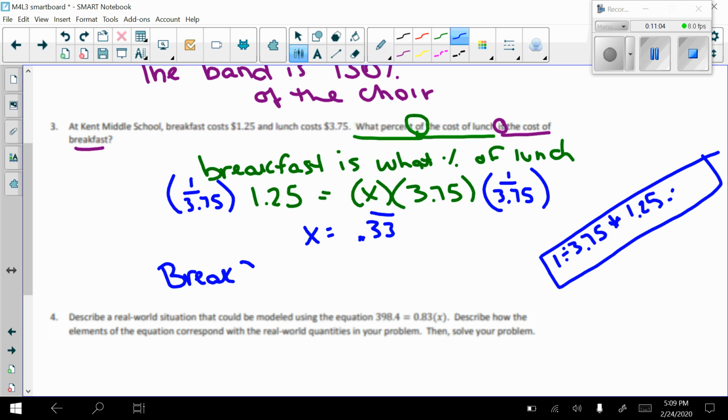Breakfast is about, because I'm going to round, so I'm going to say about 33% of lunch. Breakfast is the smaller of the two numbers. We're under 100%. We're less than 100%. That seems to match up.